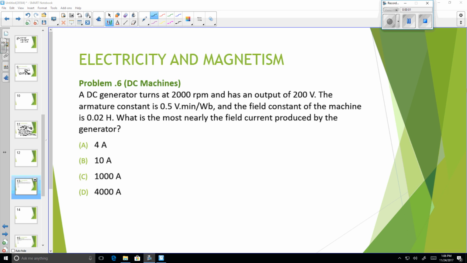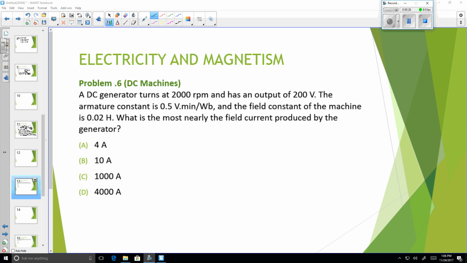This is problem number 6. It's about a DC machine, and it says the DC generator turns at 2000 RPM and has an output voltage of 200 volt. The armature constant is 0.5, and the field constant of the machine is 0.02. What is most nearly the field current produced by the generator?